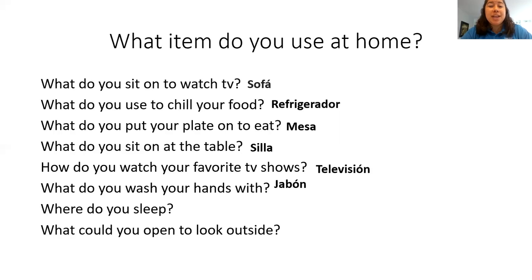All right, where do you sleep? It has your pillows, it has your blanket, maybe a stuffed animal if you like that. That is your cama. Cama, your bed. And then lastly, what could you open to look outside? If it's a beautiful day outside, there's a nice breeze, it feels so good, you're like, oh, I really want to look outside. You would open and look through your ventana, your window. Ventana.